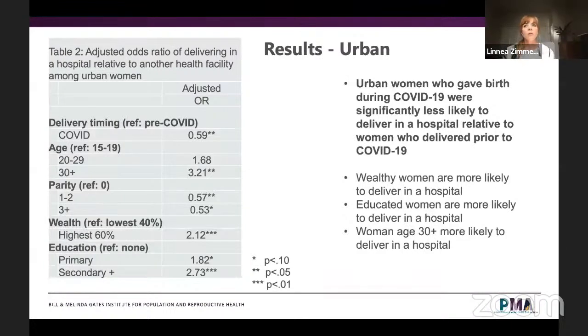And then you can also see that wealthy women, educated women, and women who are over age 30 are also much more likely to deliver in a hospital. So this is not surprising, but it does show that there are very important gaps in hospital versus health center delivery rates, and that most privileged women are still delivering in hospitals, while less privileged women are much more likely to deliver in a health center.